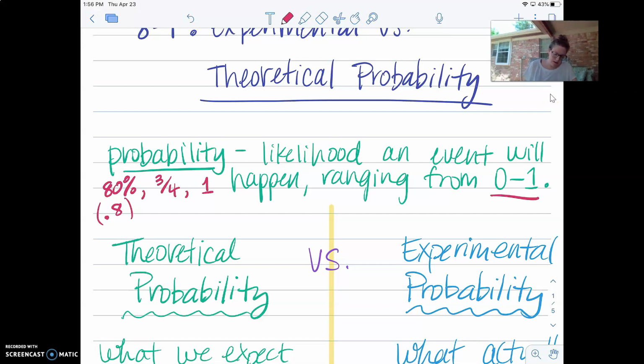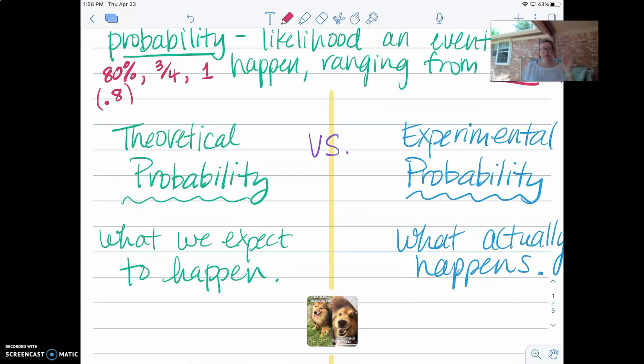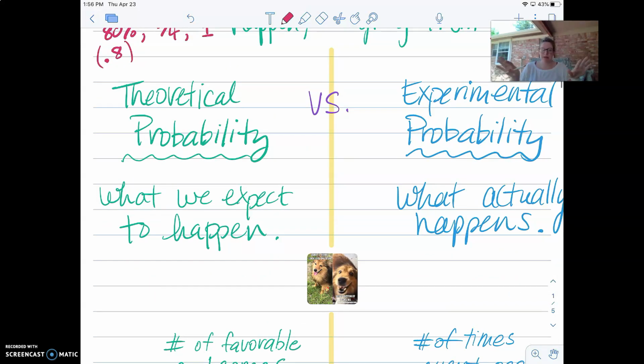Okay? Okay, so let's talk about theoretical versus experimental. This is just a general summary, not the formal definition. Theoretical probability is what we expect to happen. Okay? Experimental is what actually happens. So, you know, like all those memes that you see?